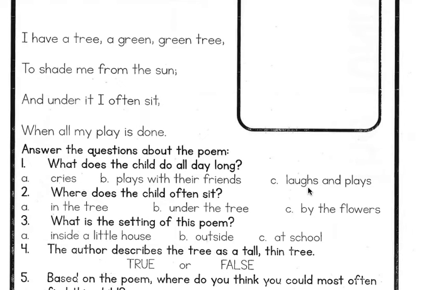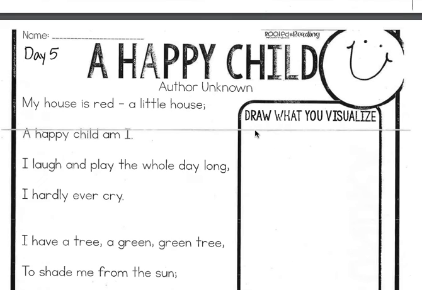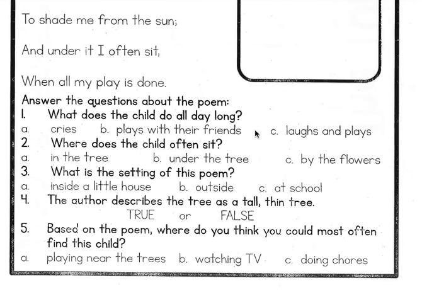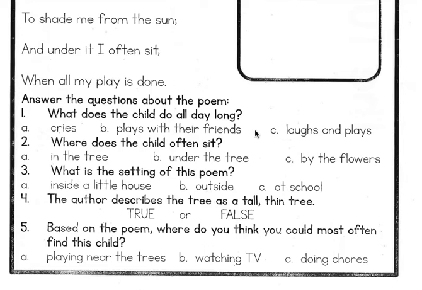What is the setting of this poem? A, inside a little house. B, outside. Or C, at school. So it does talk about a little red house, but it doesn't talk about anything inside the little red house. So A cannot be correct. B, outside, they talk about trees and playing. And normally we don't have trees in our house, so outside could be a good answer.